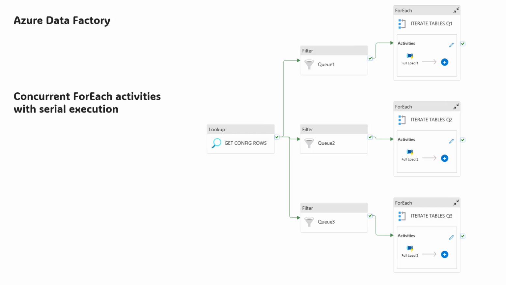So if row 1 in my config results is assigned to Q2, it gets filtered and assigned to the iterate tables Q2 for each activity. Now, this is highly dependent upon the work to be done and the resources on the target compute, so your time reduction can vary. I've had the time savings be as little as a minute or two and as much as a couple of hours in the projects where I've implemented this. You'll have to decide if this is needed.